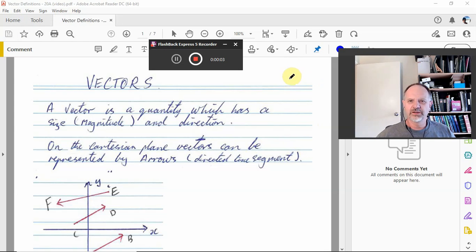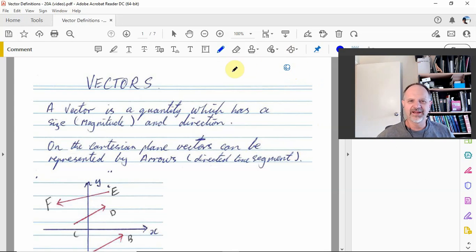All right, so today we are looking at our next topic: vectors. First question is, what is a vector? The definition of a vector is in this next line. It's a quantity that has a size, or magnitude as it's often referred to, and a direction. So it points somewhere and it's a certain size.